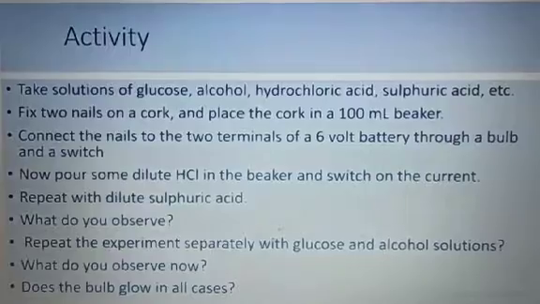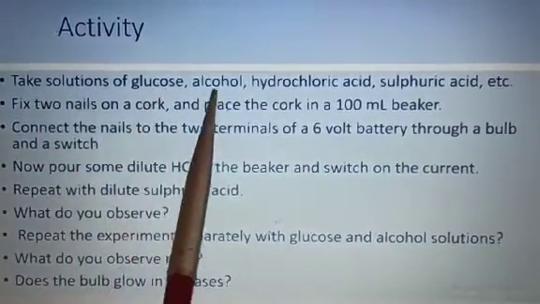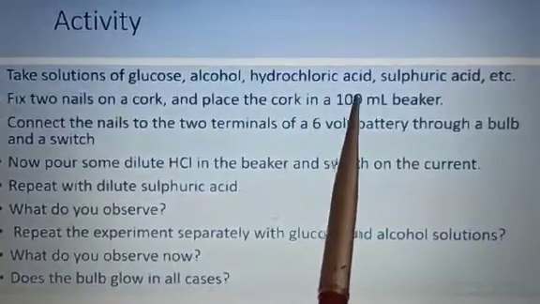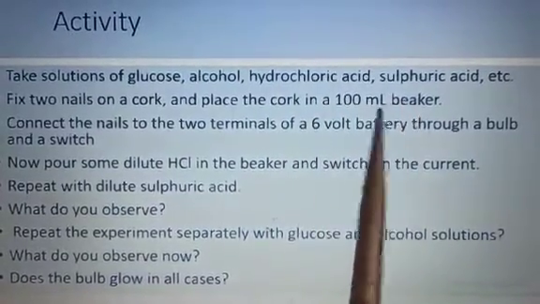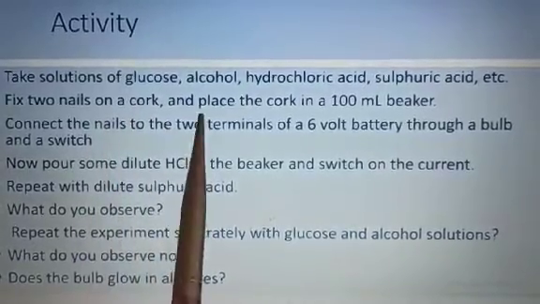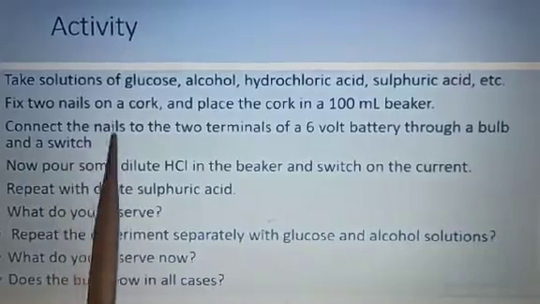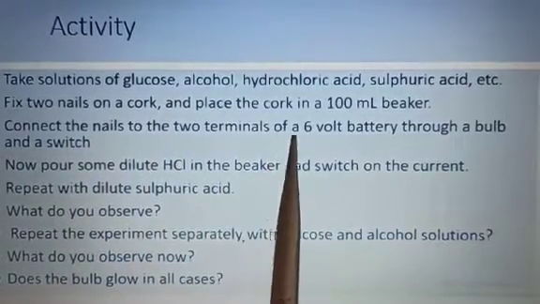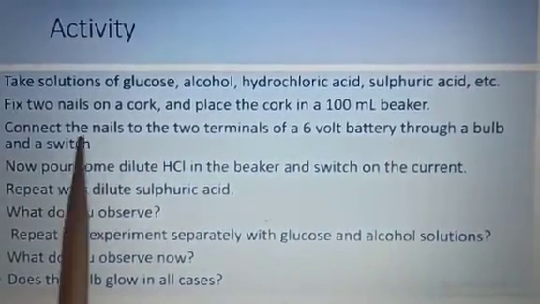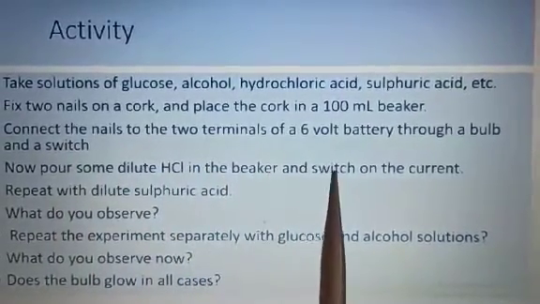Have a look at the written part of the activity. Take solutions of glucose, alcohol, hydrochloric acid, sulfuric acid, etc. Fix 2 nails as we did in the apparatus and place the cork in a 100 milliliter beaker. Connect the nails to the 2 terminals of a 6 volt battery through a bulb and a switch. Pour some dilute HCl in the beaker and switch on the current.